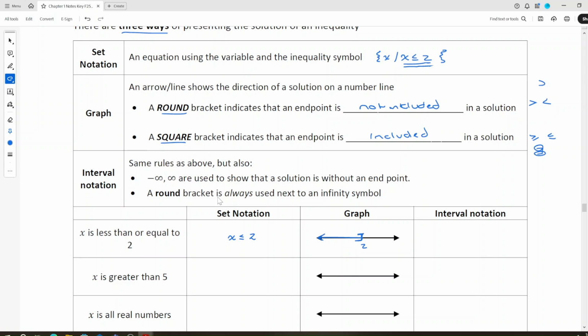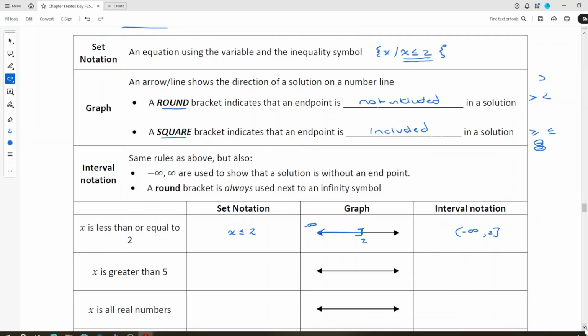And then interval notation takes this graph and says, well, where am I going from and to? This graph is going from 2, and then where is it going down to? Well, down here is negative infinity. So this graph is going down to negative infinity. So interval notation is the graph without the number line. So you have to show where it's going.